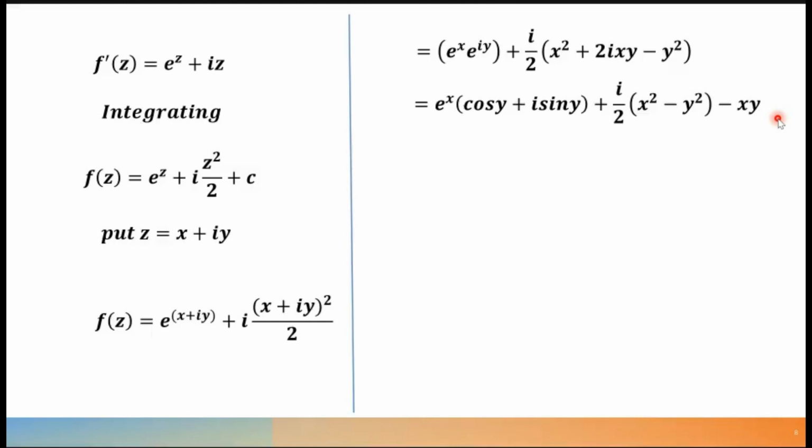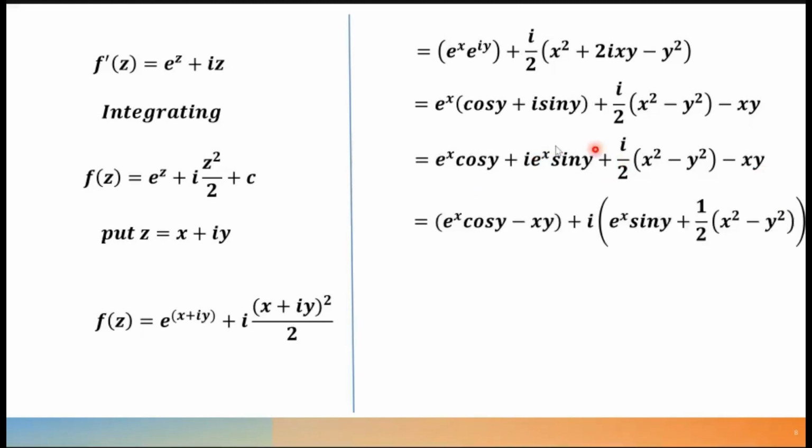So the real part will be e raised to x cos y, and I've just expanded this, e raised to x cos y, i into e raised to x sin y, i by 2 into this minus xy. So the real part is e raised to x cos y minus xy. And if I take i common, e raised to x sin y plus half into x square minus y square.